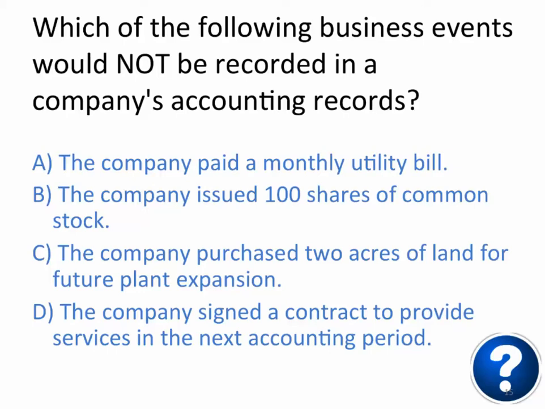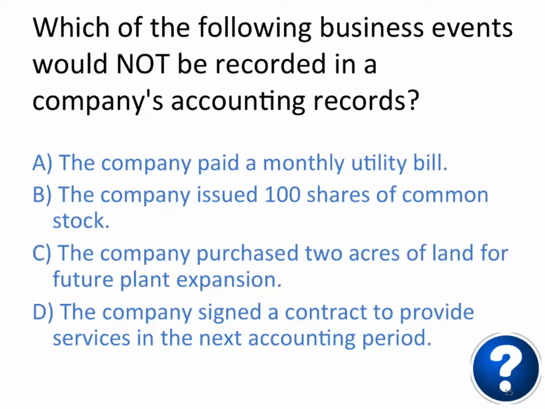Okay, so if we walk through these, the first one, the company paid a monthly utility bill. Does that have financial impact? Sure, yeah. And can we measure it reliably? Yeah, it's on the bill. So it can't be A.